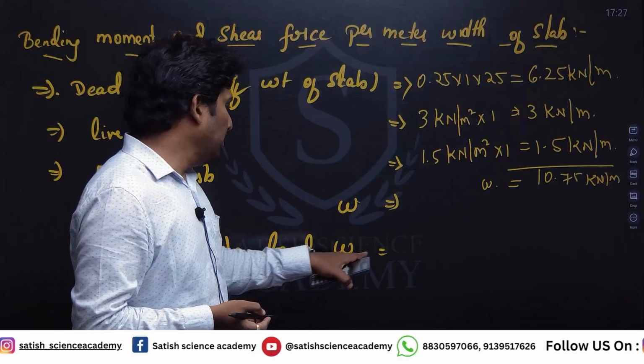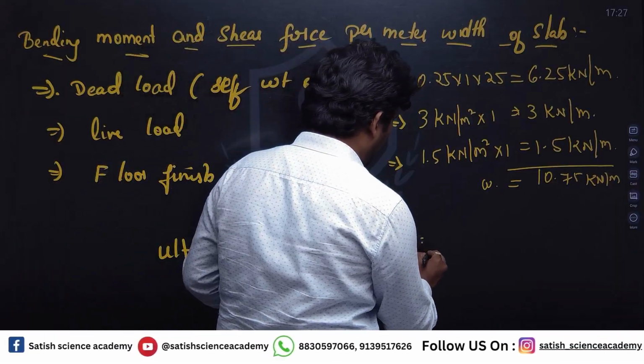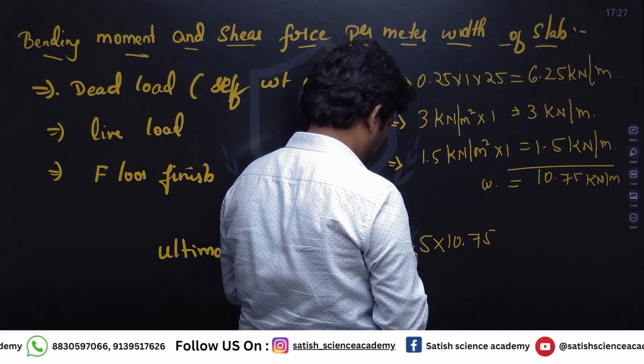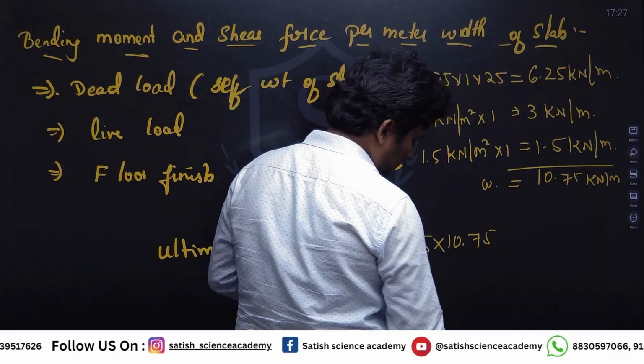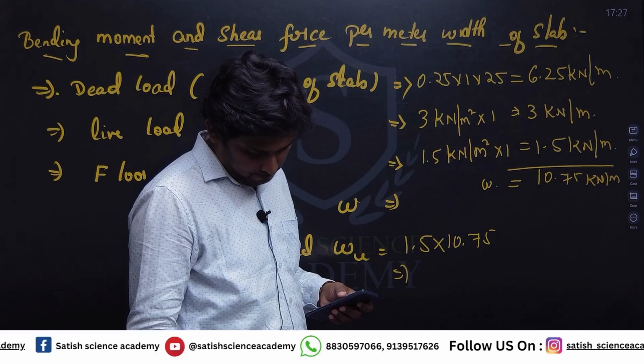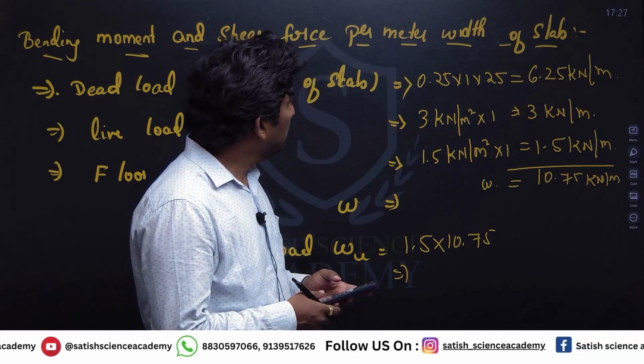Ultimate load Wu equal to 1.5 into 10.75 you have to do. So it is 1.7. This is equal to 16.13. Sorry, 1 minute.